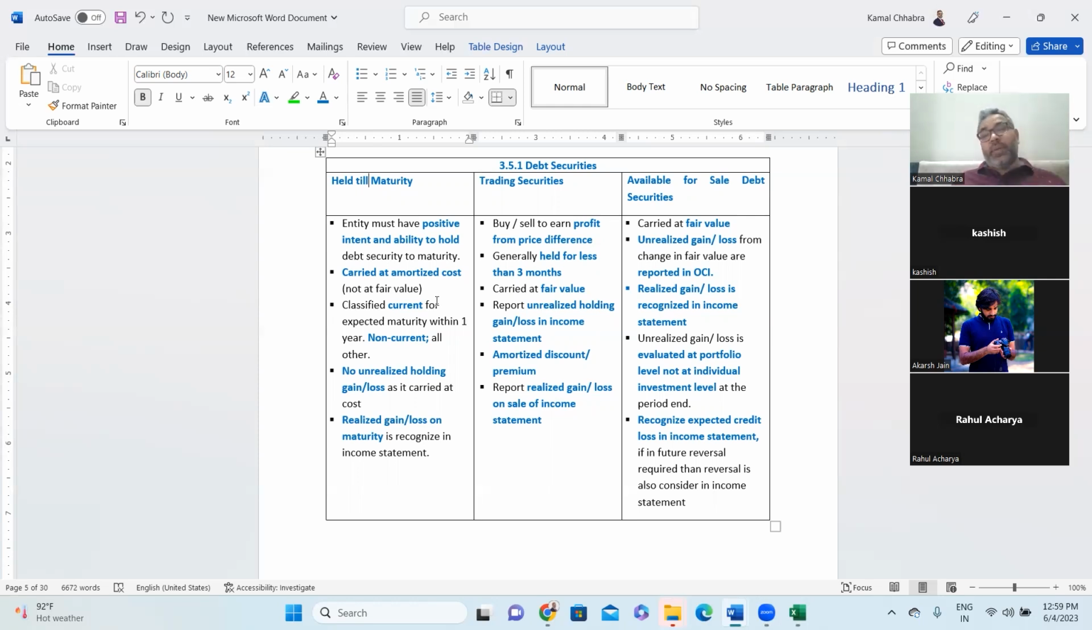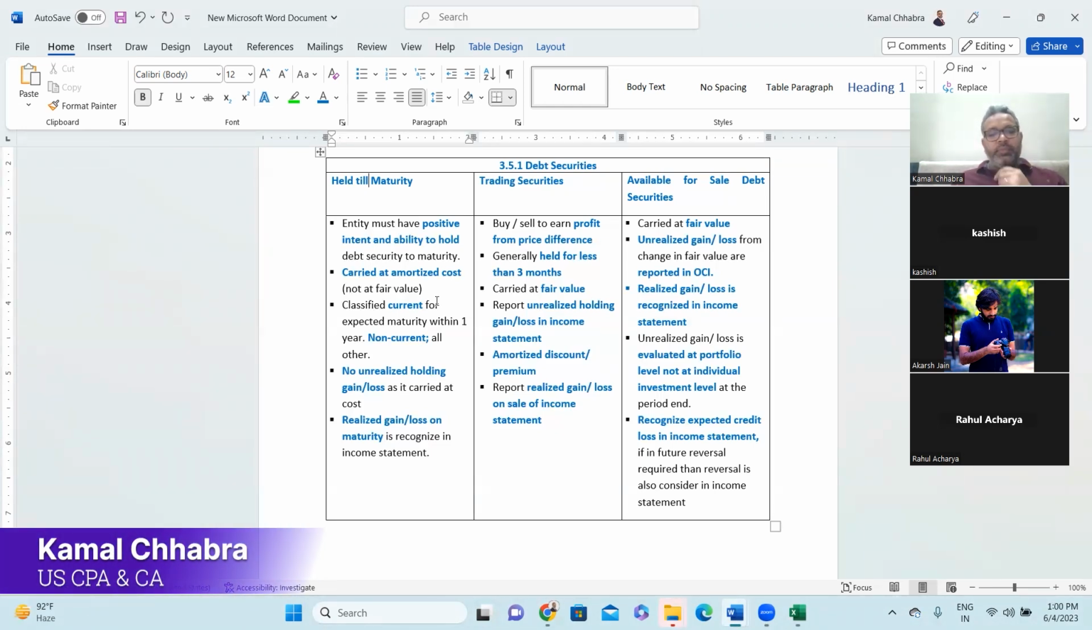But after 2 years, the financial position of the company goes down. In that scenario, the company has the intent to hold it, but it may not have the ability to hold it. Make sense? To consider any investment as held till maturity, the company should meet both criteria: its intent to hold it and its ability to hold it. Make sense? Yes, sir.